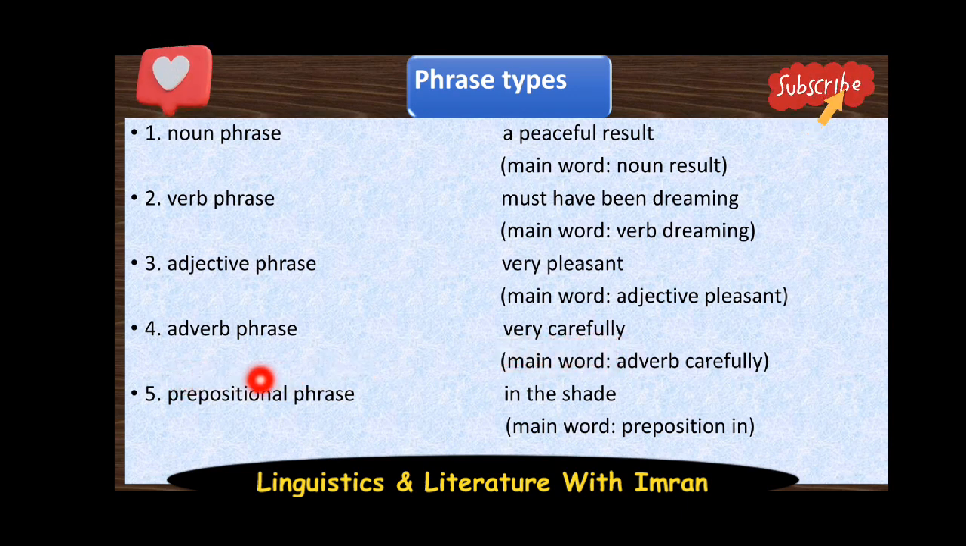And the last one is the prepositional phrase. An example of a prepositional phrase is "in the shade." So what is the main word in "in the shade"? That is "in," the preposition. Even if you remove "the shade," we still call it a prepositional phrase. So these are the major types of phrases in English. How we structure them we will discuss in detail, but it is not possible in one lecture. So the focus of this lecture will be the noun phrase, right?